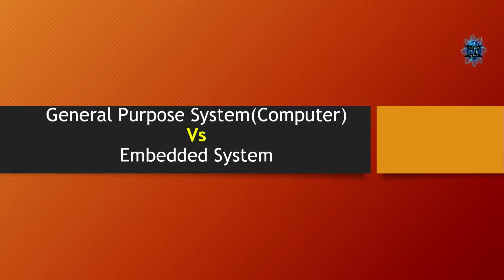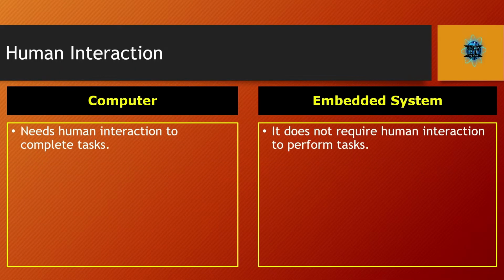The first category is human interaction. In case of computer, it needs human interaction to complete tasks. And embedded systems do not require human interaction to perform tasks.